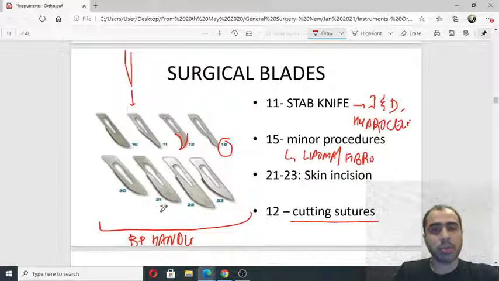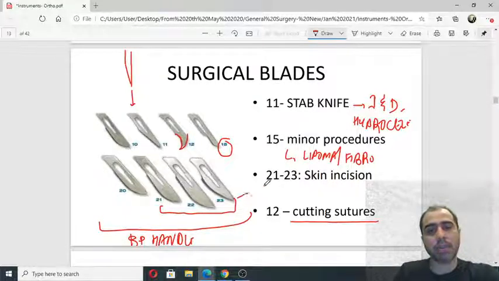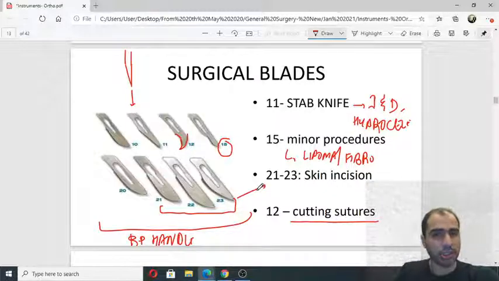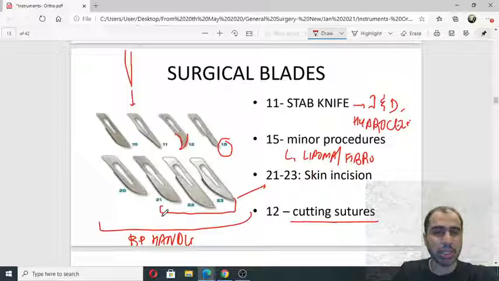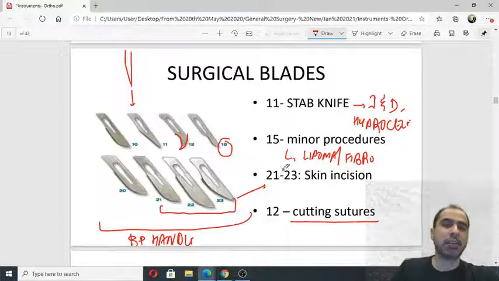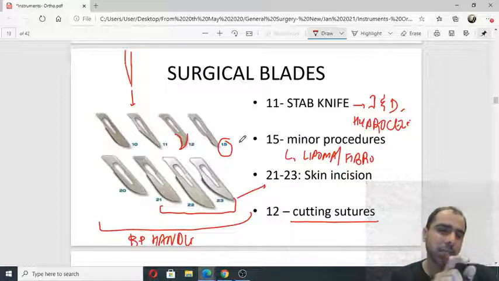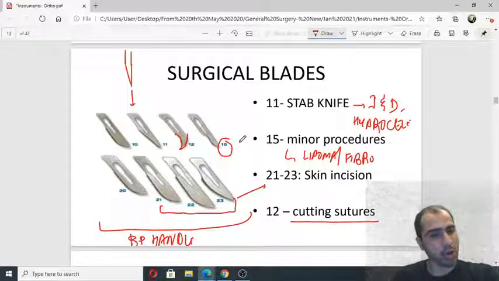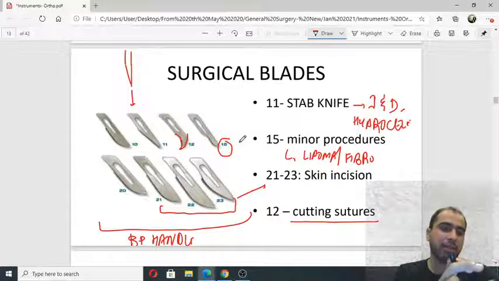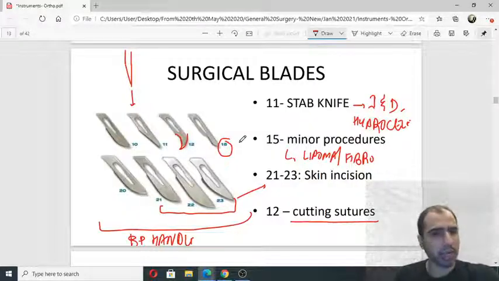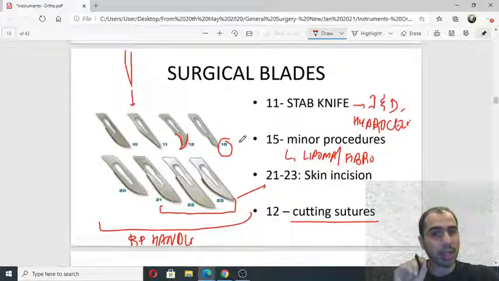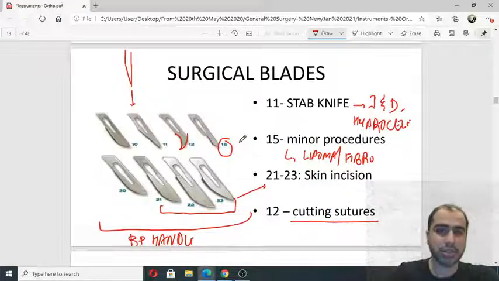These are the bigger blades, 21, 22, 23. They are for skin incision. In most surgeries, like laparotomy, when I am going to cut the skin, I will use these. I don't need much precision. Where I need precision, I will use 15 number. Small surgery, small incision, but abdominal surgery, laparotomy, even laparoscopy surgeries where I take 1 centimeter incision, I will use 21, 22, 23 only. There is no need for smaller blades. 15 number is for minor procedures.